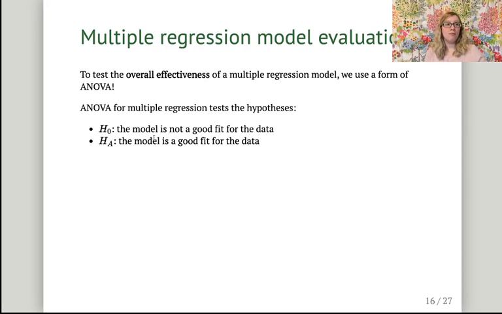Now, because we have multiple variables in this data, we need a way to assess the overall effectiveness of the multiple regression model, and we actually do that using a form of analysis of variance, or ANOVA. So here's the null and alternative hypothesis that is used in this particular ANOVA model. Our null hypothesis is that the model is not a good fit for the data. The alternative is that the model is a good fit. So if we have a small p-value for this ANOVA model, then we've got some strong evidence that this model may fit the data or may explain what is happening.